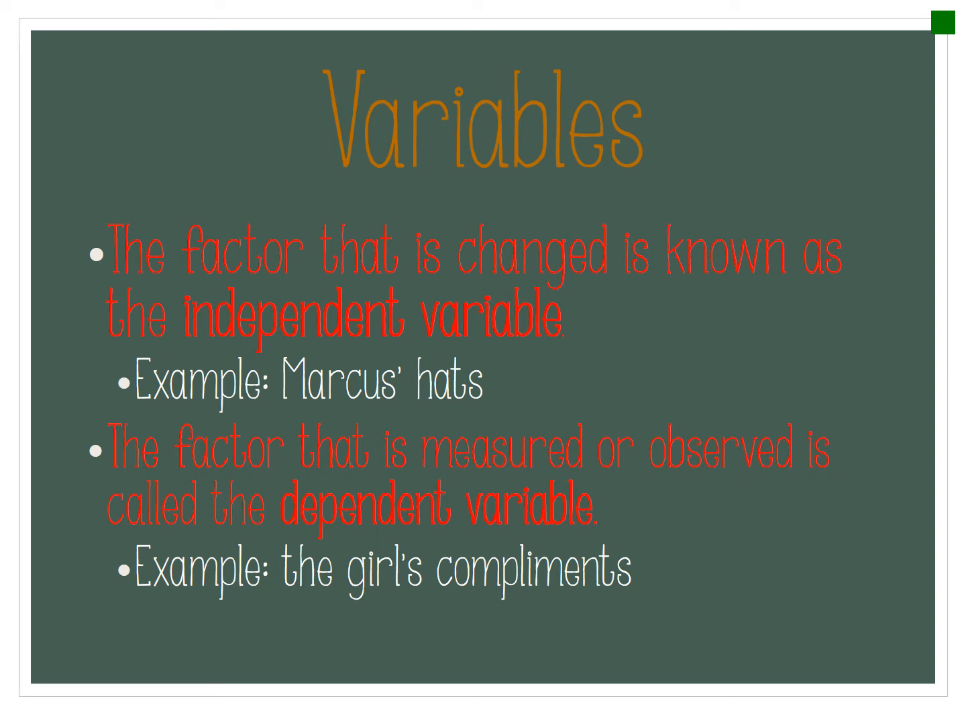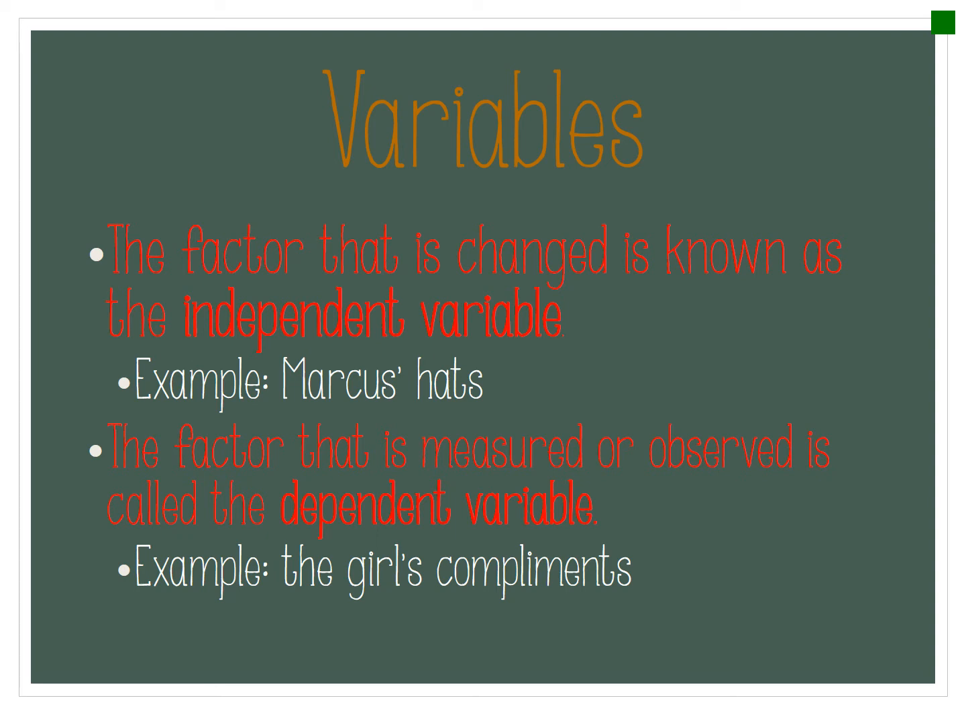Now, the dependent variable is what's specifically measured or observed. Remember, we can measure anything. In this case, he wanted to see if it would increase or decrease the amount of compliments that he got. So he is literally counting the amount of compliments that he gets. Remember, measuring can be counting, it can be measuring with a ruler, it can be weighing anything that you are going to observe to see if the thing that I changed, my independent variable, caused any outcome.